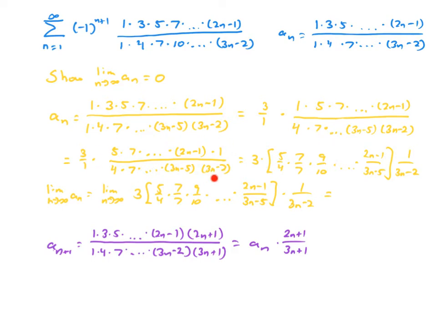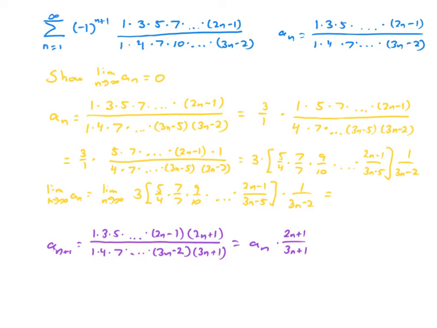And I've rearranged them here. And now I'm going to take these 2 and pull them out. So I'm going to have the 3 over 1 times, and then I'm going to put all these over their thing. So 4 over 4 times 7 over 7 times 9 over 10 times the 2n minus 1 over 3n minus 5, because it's these 2 there. And then I have the times the 1 over the 3n minus 2, which are the last 2 factors there.